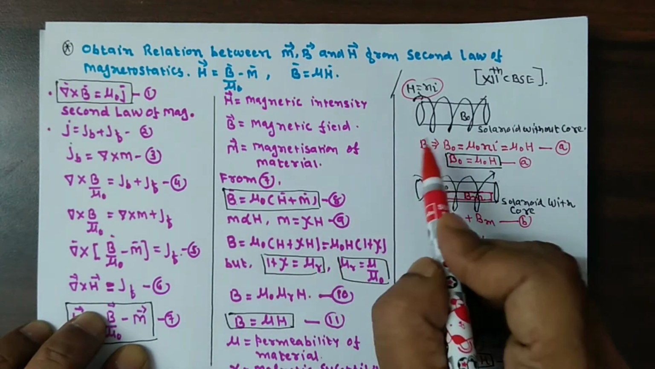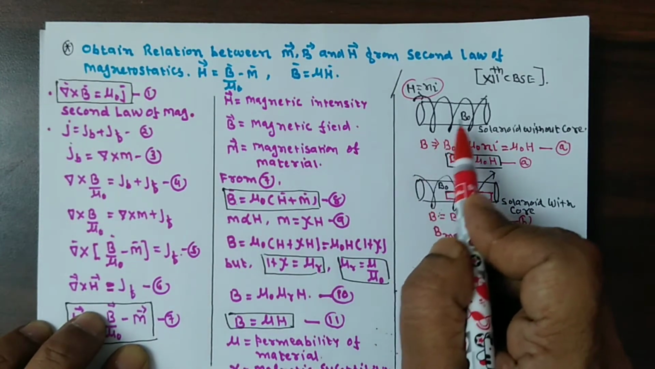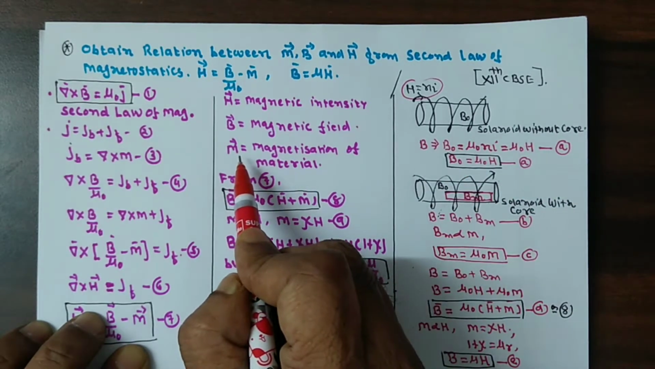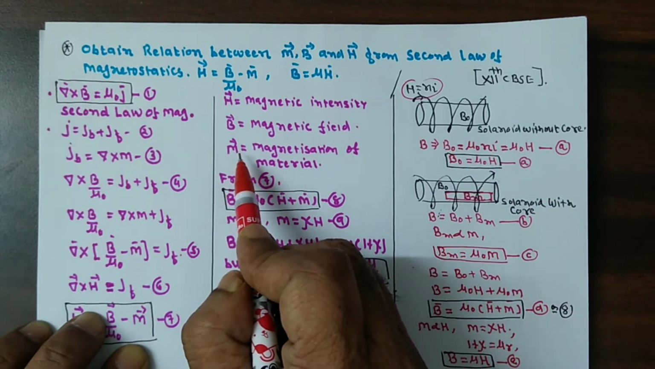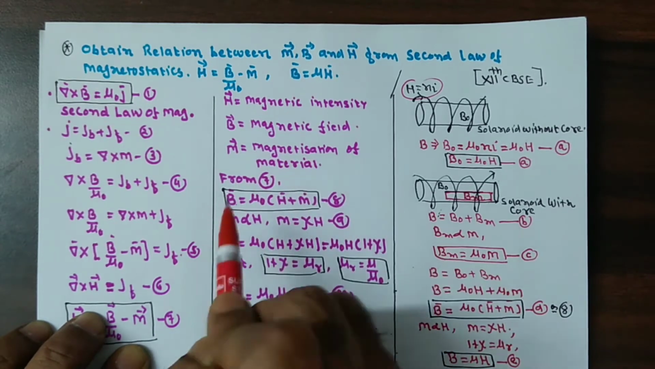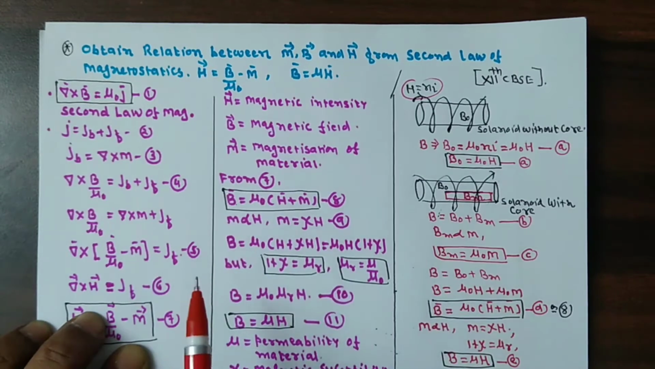Okay. B is magnetic flux density or magnetic field. Here it is without solenoid. What is magnetization of a material? Magnetic moment per unit volume. It is called magnetization. Okay, and B is called magnetic field.